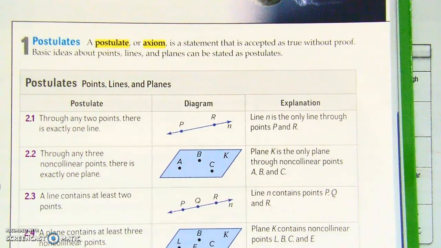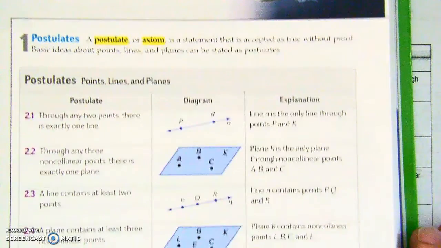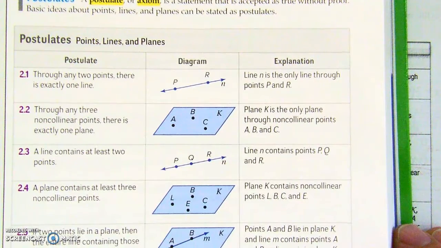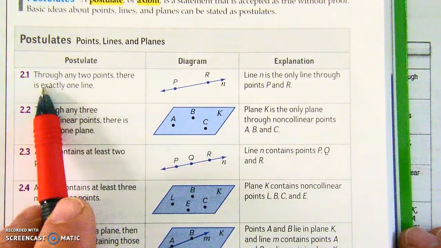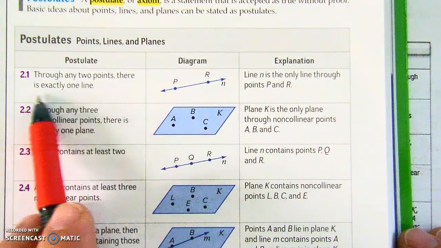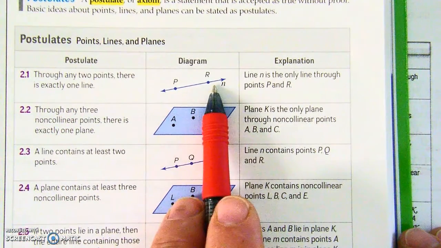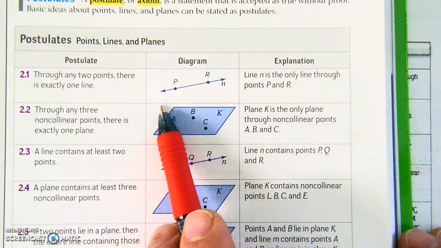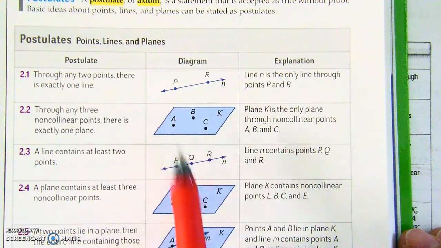But a postulate or an axiom is a statement that is accepted as true without proof. Okay, so it's important to know that. Basic ideas about points, lines, and planes can be stated as postulates. So here we go. So we're going to go through some of these postulates and axioms as we see here. So we're going to call this postulate 2.1. Through any 2 points, there is exactly one line. So 2 points give a line. Okay, and there's line N, or we can name it as line PR or RP.